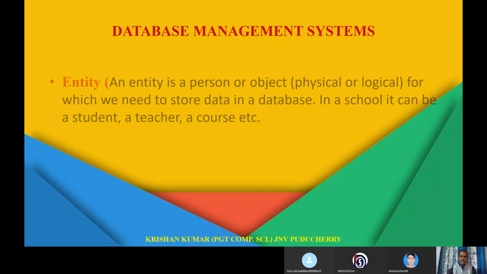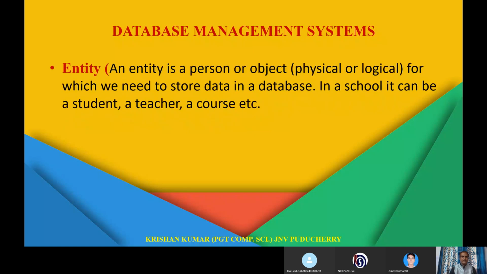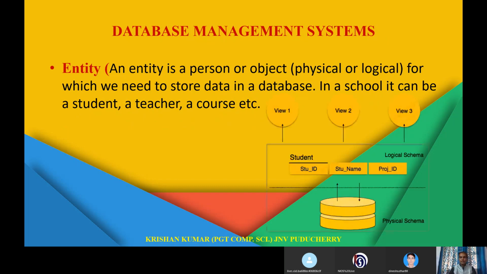Now let us understand the entity. An entity is a person or object, physical or logical, for which we need to store data in a database. For example, in a school, it can be a student, a teacher or a course. This is called an entity. Try to understand. Same example you can see. The entire view is called a schema, but student ID is called an entity. Student name is also called an entity, and project ID is also called an entity, a particular object.